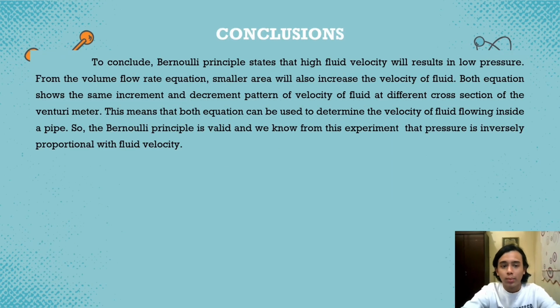Okay, to conclude the experiment, Bernoulli's principle states that high fluid velocity will result in low pressure. So, from the volume flow rate equation, a smaller area will also increase the velocity of fluid. Both equations show the same increment and decrement pattern of velocity of fluid at different cross-sections of the Venturi meter. This means that both equations can be used to determine the velocity of fluid flowing inside a pipe. So Bernoulli's principle is valid, and we know from this experiment that pressure is inversely proportional to velocity, and as the velocity increases, pressure will decrease.